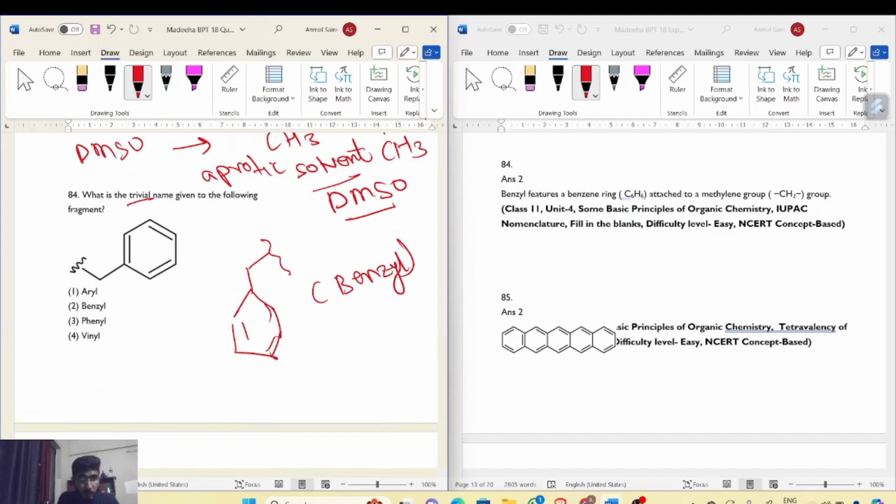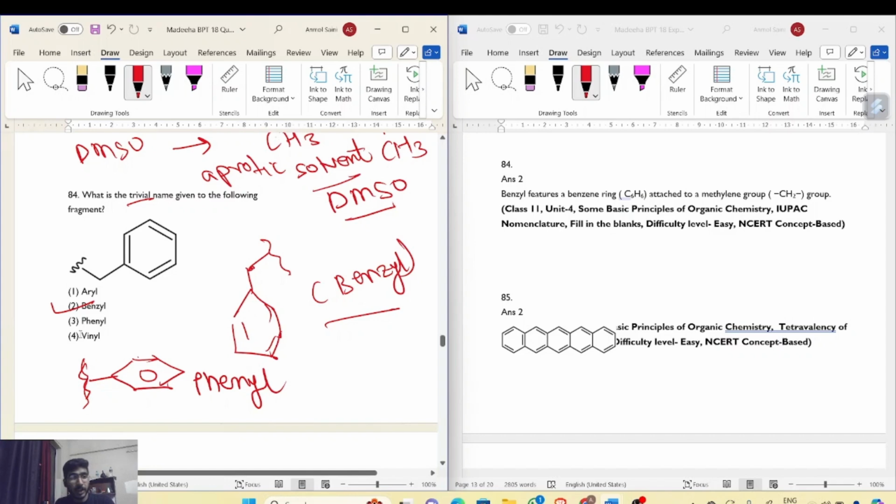Another famous compound is benzene ring, and then this is phenyl, and this is benzyl. So our question is asking for the common name for this compound, which is benzyl. Okay, so the correct answer is option number 2. This is the structure of phenyl and this is the structure of benzyl. There is a difference of one carbon. Benzyl group has one more carbon atom attached to the phenyl group. So the correct answer is option number 2.